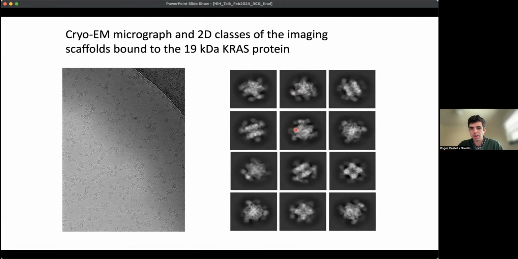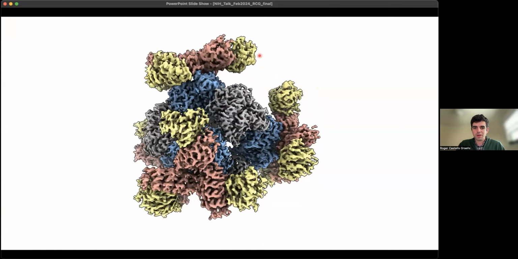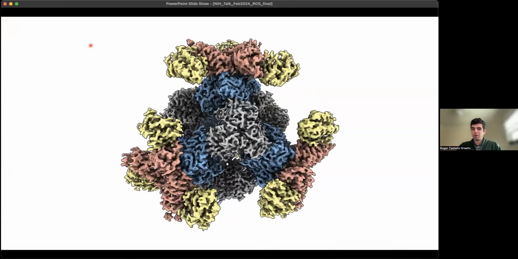So we did the 3D reconstructions of this. And here you can see the composite map. Again, you have in gray and in blue the 2 components of the protein cage. In salmon, the DARPin, which is the binding site, and then in yellow, the KRAS. And here now you can see the 12 different views of this KRAS on top of the protein cage.